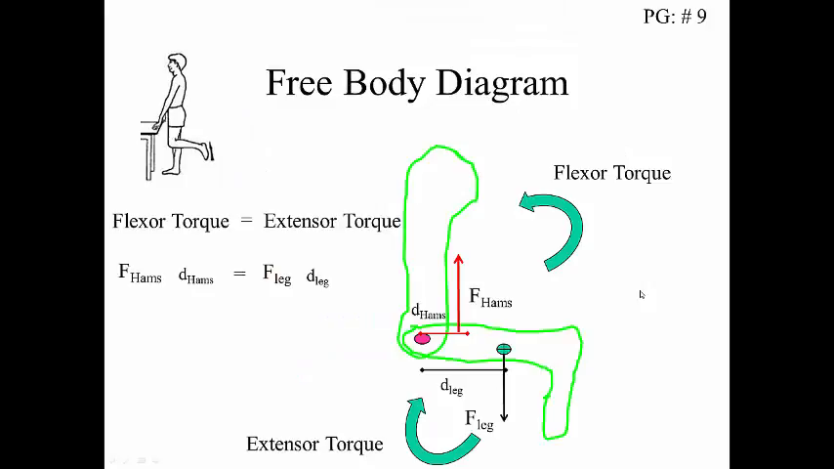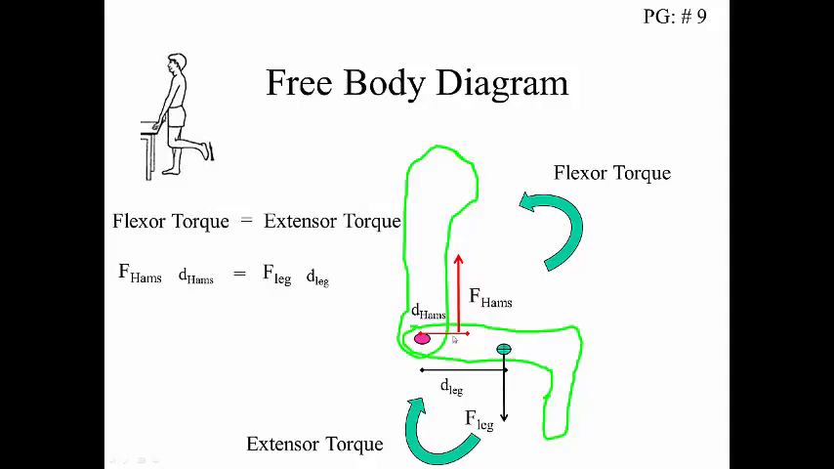All right, so let's look at a different exercise. You're doing basically a leg lift or a leg curl, right? So the flexor torque is equal to the extensor torque. So the weight of your leg is pulling you into extension, or if you have an ankle weight, and your knee flexor muscles are creating that flexor torque.